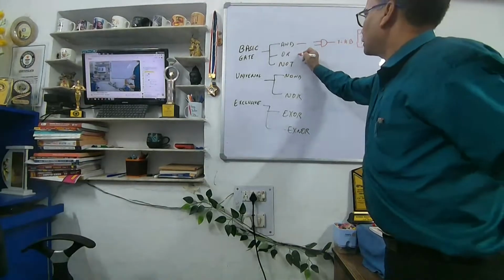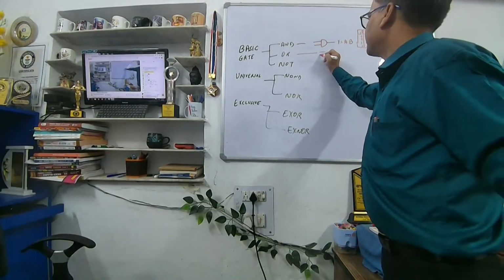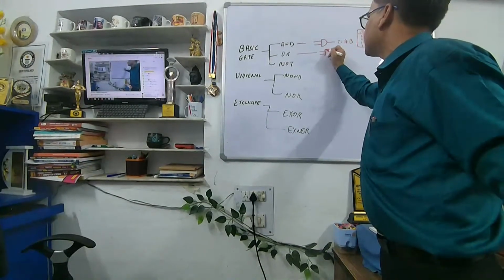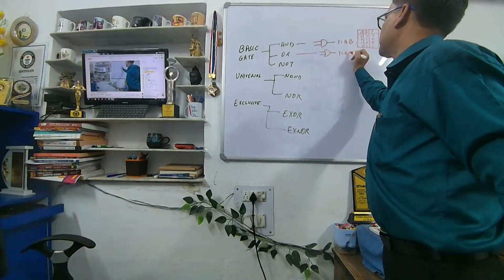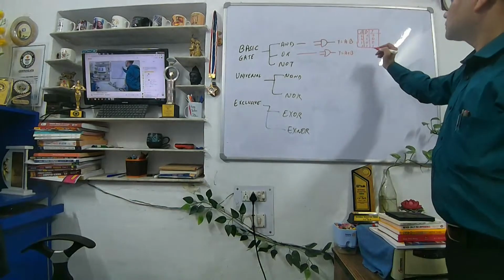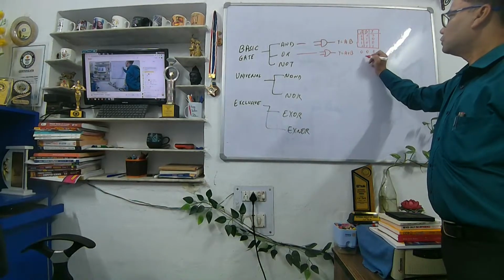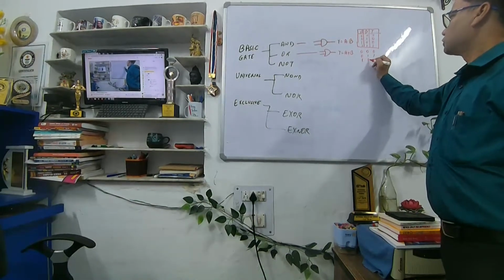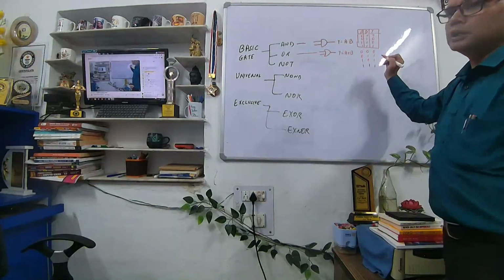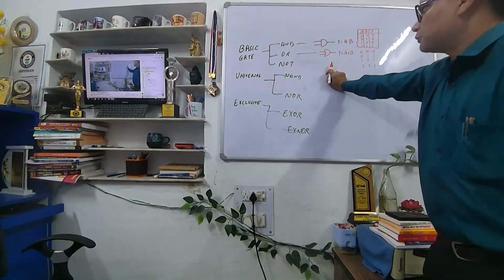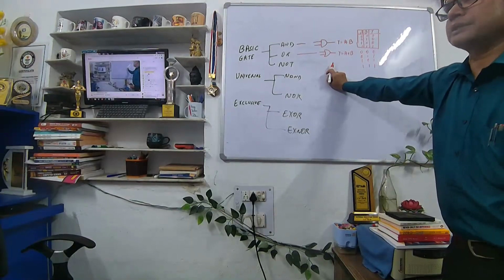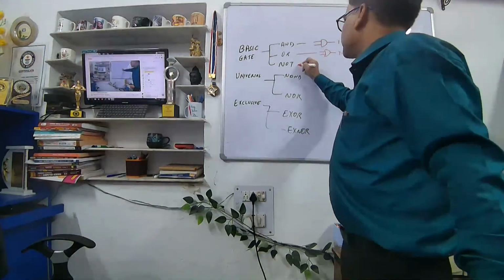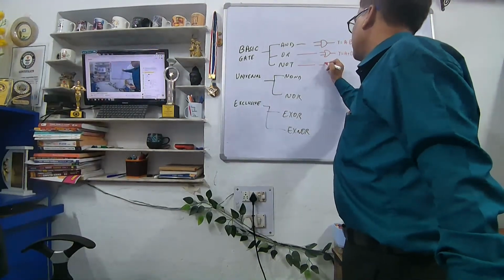OR gate. OR gate, what happens? OR gate, the symbol is like this: Y is equal to A plus B. Right? In this, what happens? 0 0 is 0, 0 1 is 1, 1 0 is 1, 1 1 is 1. So the OR gate gives a high output when either of the inputs is high. Even if one input is high, the output will be considered as high. Next, we talk about NOT gate. NOT gate, what happens?